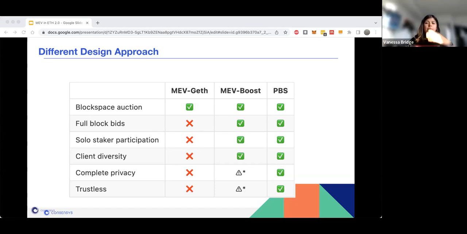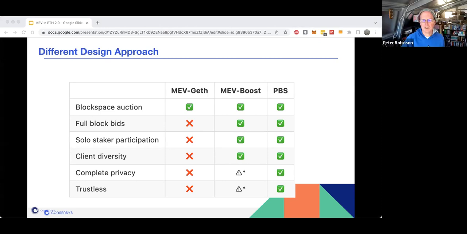I believe that MEV Boost is being implemented. If I'm not wrong, it is being implemented in our client. I think they finished it, but most clients are in the process of adding it. Okay, and for those people wondering about our client, Vanessa works at Consensus and our client is Teku. Yeah.